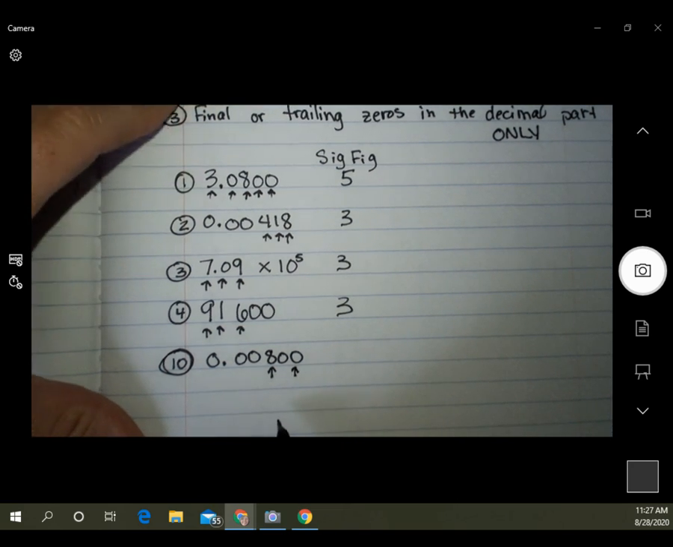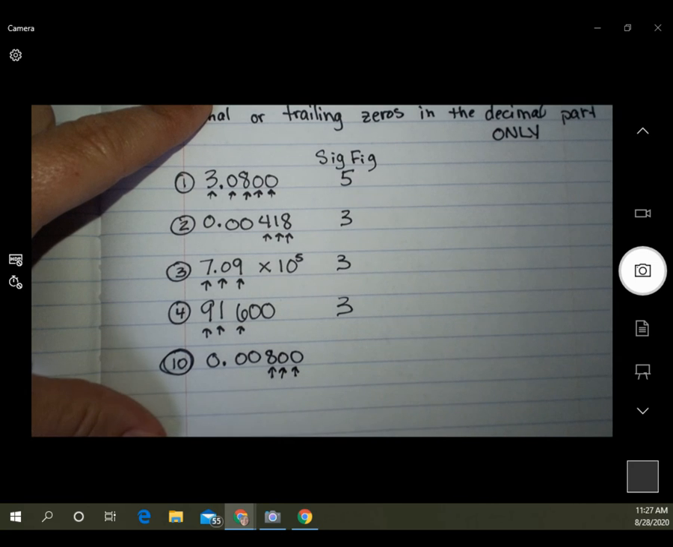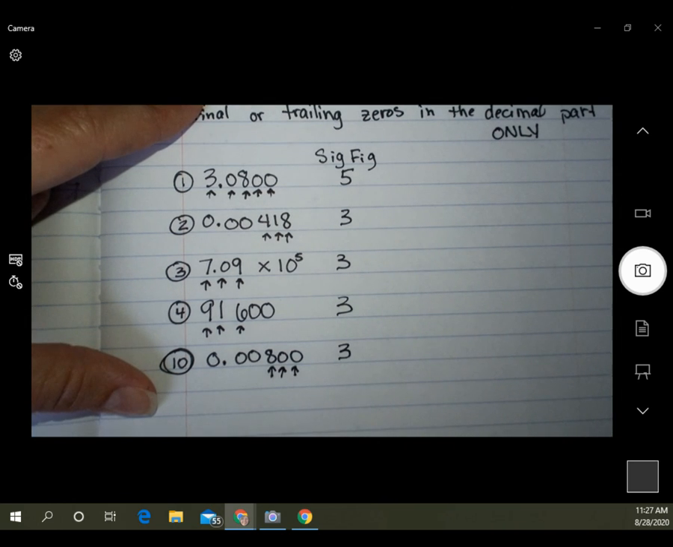But now I go back to number 2. Any zeros between 2 significant digits are significant. So that 0 is significant. These are leading zeros, so they are not significant. So we have 3 significant digits in that.